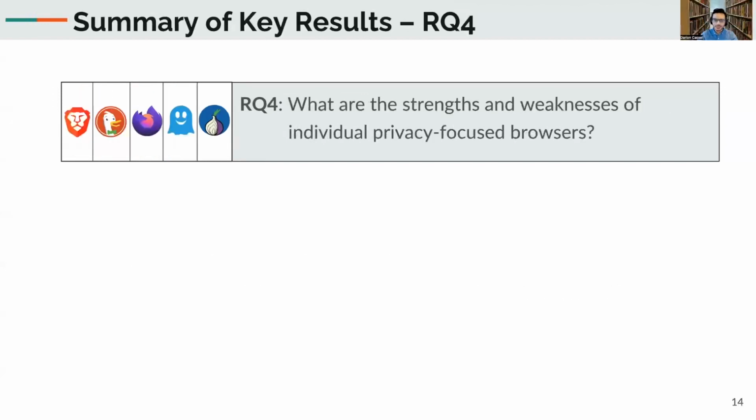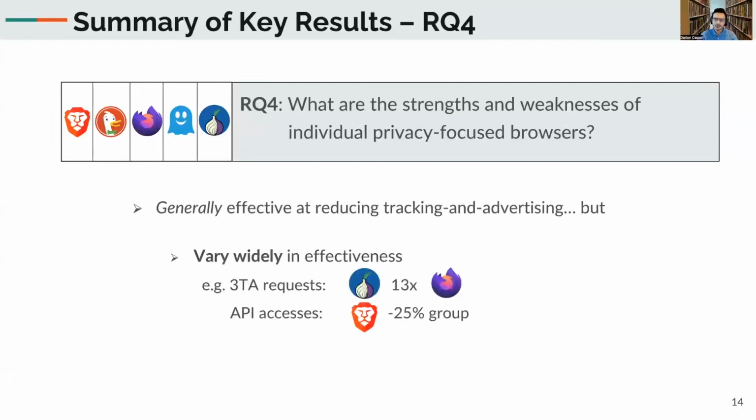Next, looking at our last question, which asks, what are the strengths and weaknesses of the individual privacy-focused browsers? What we find is that while they are generally effective at reducing third-party tracking and advertising, they actually can vary widely in their effectiveness. For example, looking at third-party tracking and advertising requests, we see that the Tor browser, for example, has 13 times as many of these requests as Firefox Focus. Considering API accesses, we see that the Brave browser actually has 25% less than the privacy-focused browsers as a group.